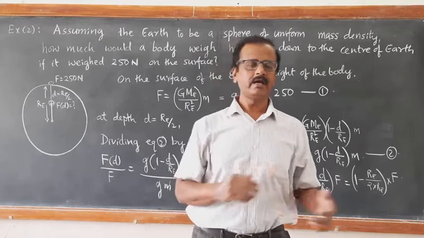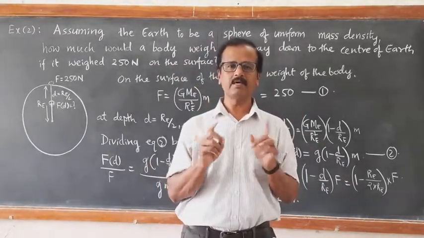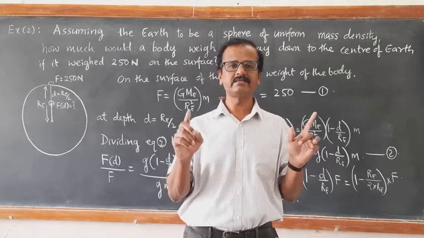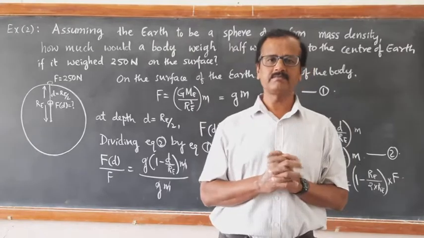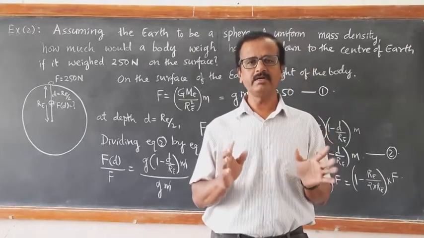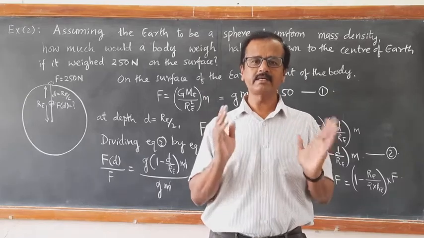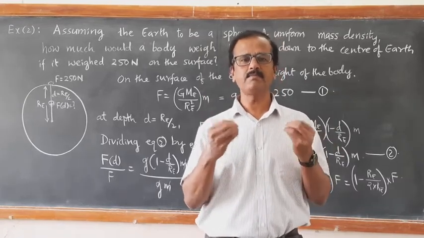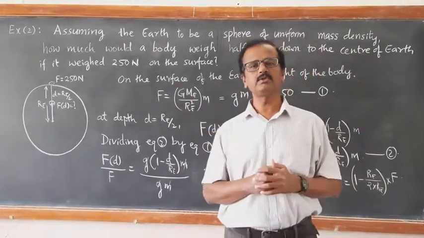And remember, in all these cases, mass is constant. Mass is invariant; only the weight varies. Mass is a scalar quantity which is always constant, whereas weight is a vector quantity which varies from point to point. So these are the things concluded from these two numerical problems.